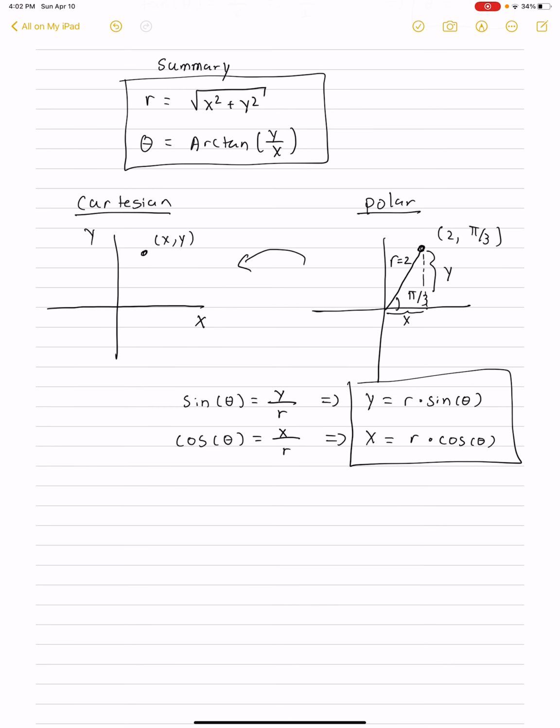Now let's do it. We know that y is equal to 2 times the sine of pi over 3, which is going to be root 2. And x is going to be 2 times this cosine of pi over 3, which is 1. So our xy coordinate is 1 comma root 2. And there we go. That was a brief introduction to polar coordinates.